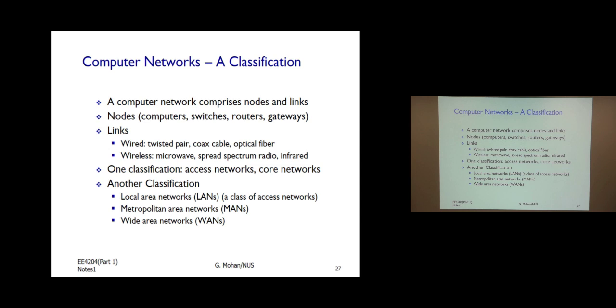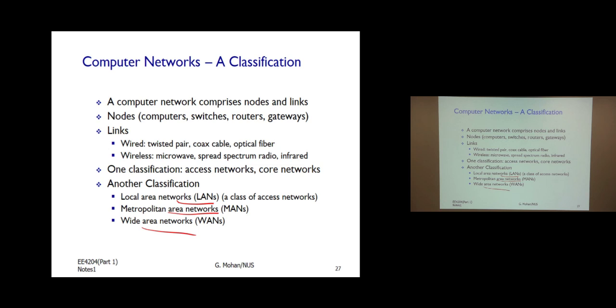Okay, now let's look at another kind of classification of networks. Earlier we have seen two classes of networks: access networks like Wi-Fi, cellular, local area network, ADSL, cable modem, etc., and the core network. That's one classification. There is another classification, based on the geographic coverage and other things. Of course, there are other differences also. So based on this, a network can be classified into LAN, local area networks, which is a kind of access network, metropolitan area networks, and wide area networks.